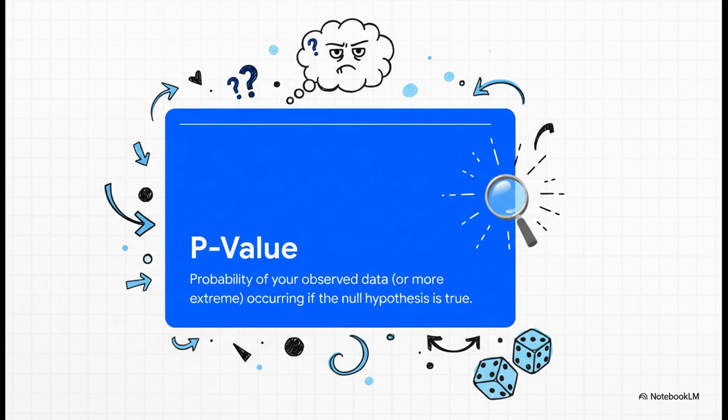In statistics, we always start from a place of skepticism. We call it the null hypothesis, which is just a fancy way of saying we assume our change did nothing at all. The p-value then asks a very specific question. Okay, assuming our change had zero effect, what's the probability we'd see results this good just by pure random chance?